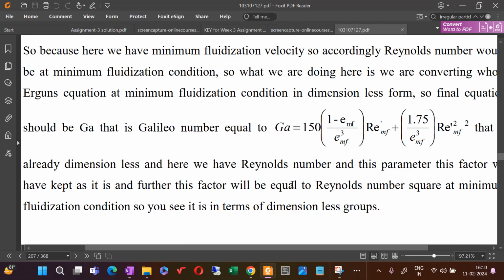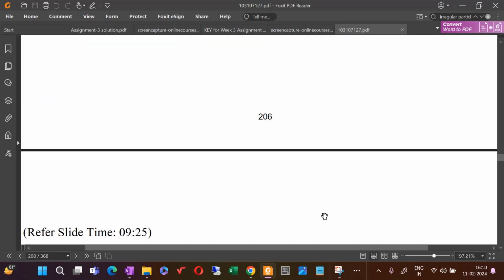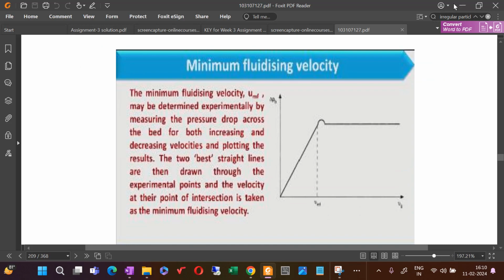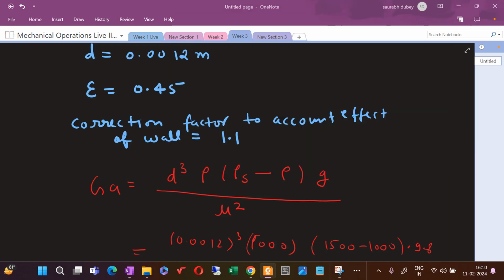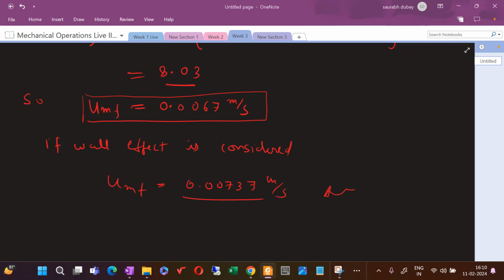And then further when you derived the expressions, you got this Re expression in terms of the Galileo number. And you know this U_mf equals mu by d_p rho Re_mf, and through that you have calculated the density. So that was it about the question. The effect of wall you also considered, and you got 0.00737 as the correct answer for the given problem. So that's it for the question.